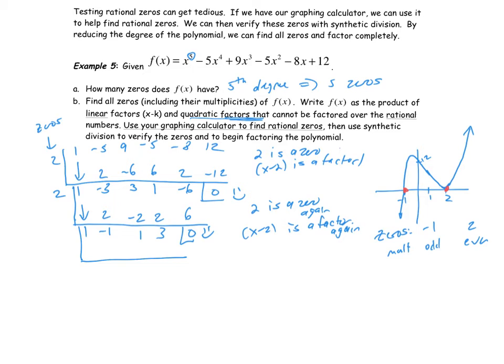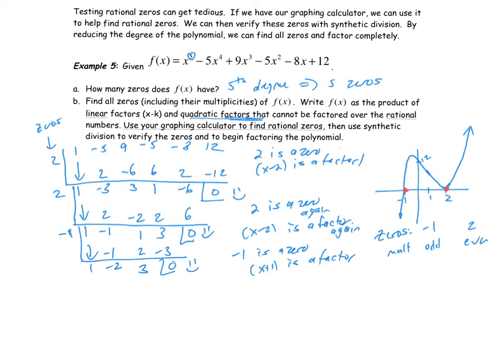So we're going to go ahead and put -1 outside the L, and then we'll bring down the 1. 1 times -1 is -1. -1 plus -1 is -2. -2 times -1 is +2. 1 plus 2 is 3. 3 times -1 is -3. And we have confirmed that -1 is a 0 and x plus 1 is a factor.